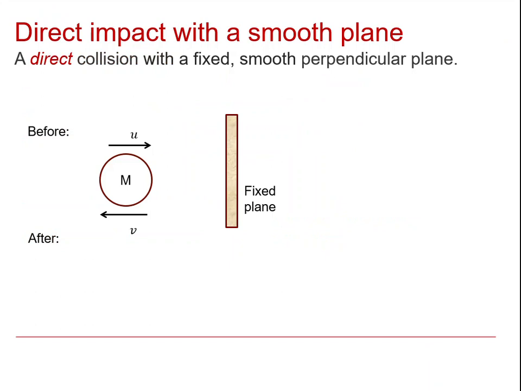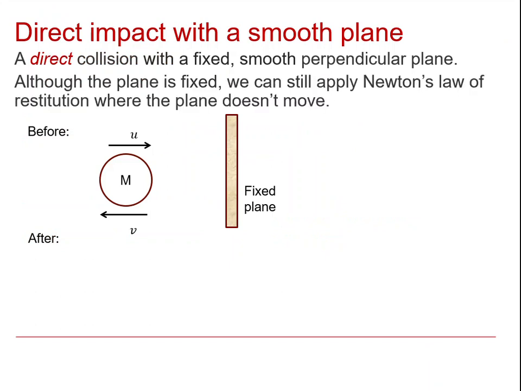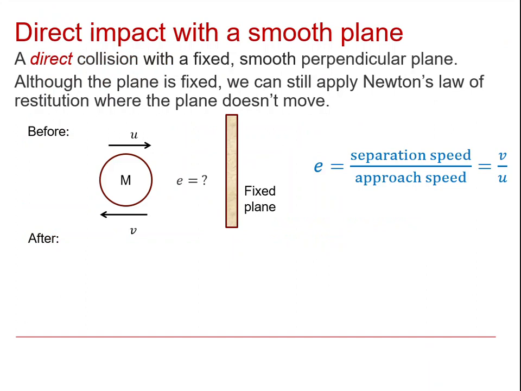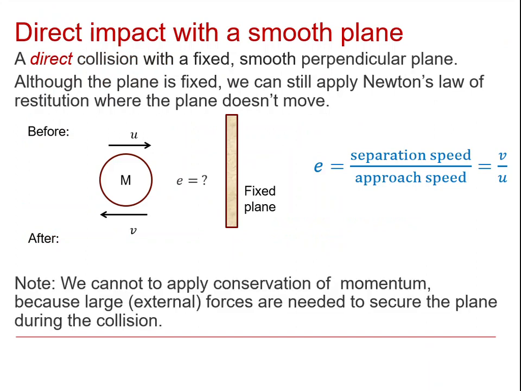So let's look at a direct impact with a smooth plane. Now in a direct impact with a smooth plane we have an approach velocity u in a line perpendicular to the plane, and we have a bounce back velocity v still in the same line. Under those circumstances we know that since the plane is fixed, we can regard its velocity after and before as unchanged and zero. That makes the restitution law very simple. It's essentially v over u, because the separation speed is determined by the object's speed alone if the wall isn't moving. Similarly, the approach speed is just u. So the separation speed over the approach speed in this context gives us the relationship that v is always equal to eu.